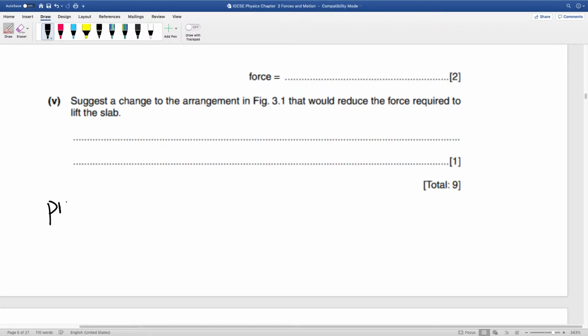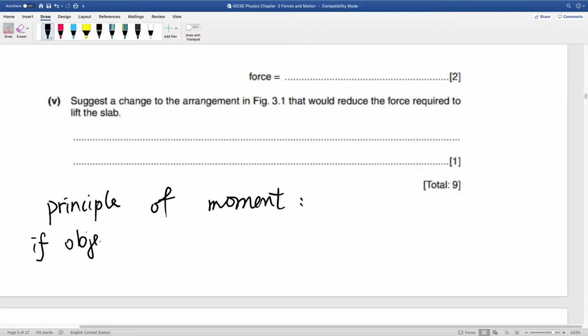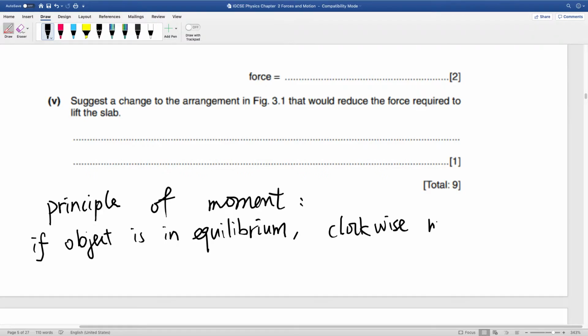Now, some questions may ask you about the principle of moments. Do you know what is the principle of moments? Form 5 students should know it. Yes. If the object is in equilibrium, then the sum of the clockwise moments equals the sum of the anti-clockwise moments.